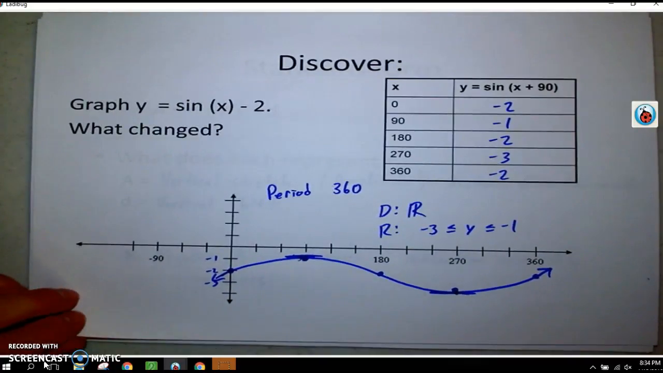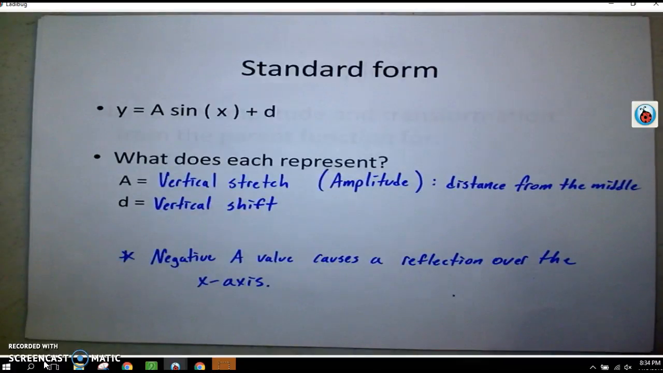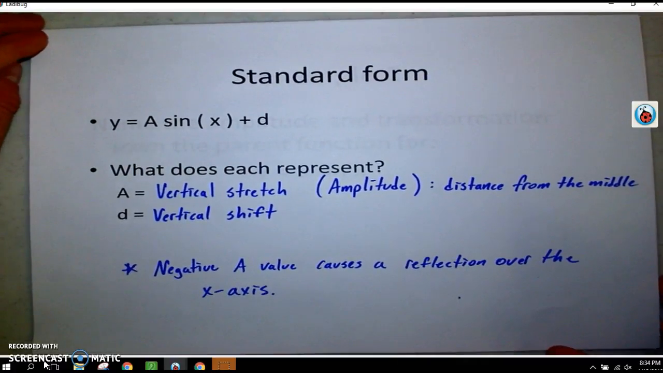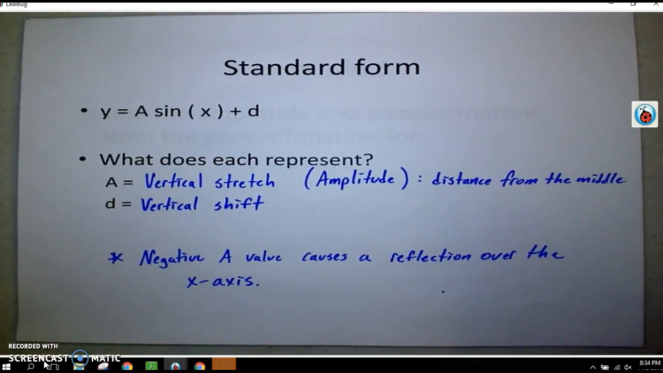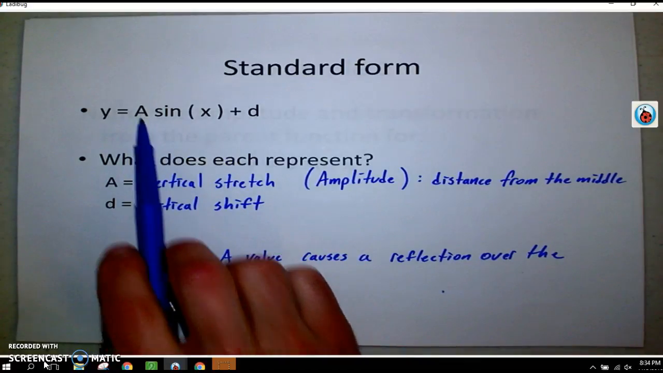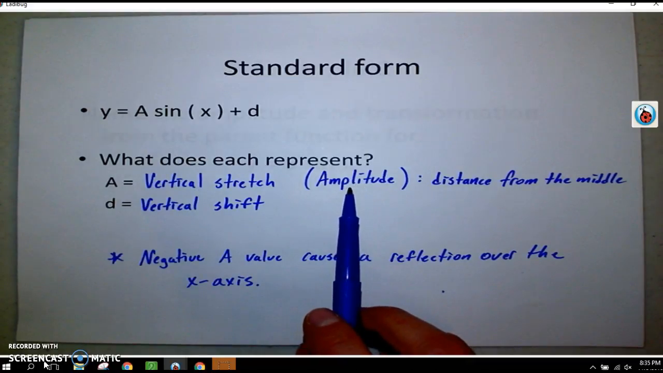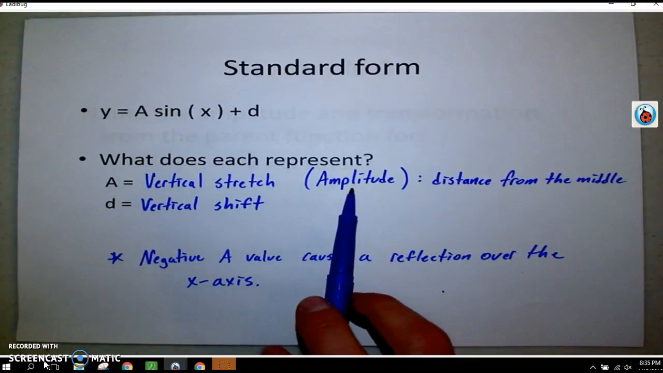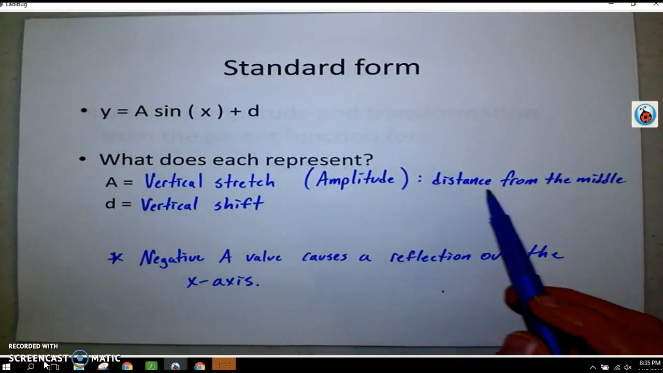So let's go ahead and formalize these little discoveries that we've been doing and talk about standard form for these two trig functions. So I'd pause the video at this point and go ahead and write all of this down. When I think about the generic standard form, any number out in front is going to symbolize a vertical stretch. And it's also going to be known as the amplitude. And so amplitude is a very important vocabulary word when we graph sine and cosine. And we're going to think of this as the distance from the middle.